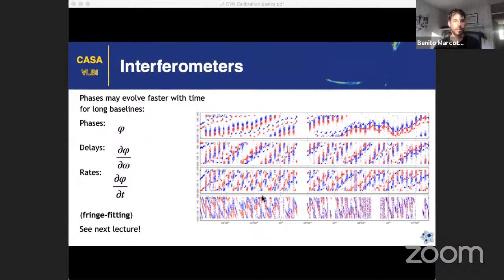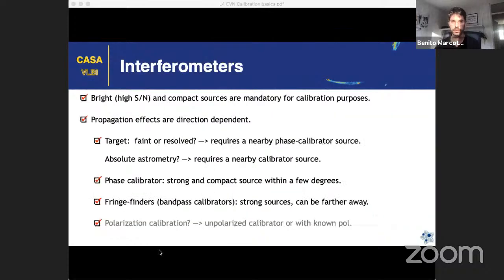So the only way to properly correct for that is if you don't correct directly the phase evolution, but what you fix is actually the derivatives of the phases. So you correct for the delays, which is the evolution of the phases versus frequency, and the rates, how they evolve with time. And this is what we call fringe fitting. I'm not going to go into the details here because you will have a dedicated lecture after this one by Des about fringe fitting.